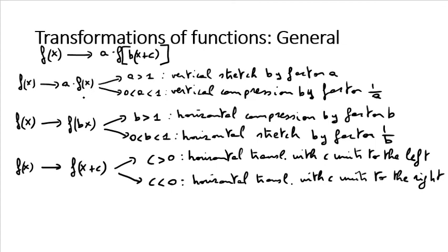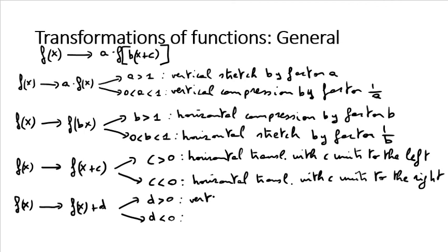Okay, and then our last transformation that we've seen before is a vertical translation. To get a vertical translation, you have to do a number plus or minus, or your function plus or minus number. So let's do f of x plus d. So the d can be greater than 0 or the d can be lower than 0. When the d is greater than 0, then we're talking about a vertical translation with d units upwards.